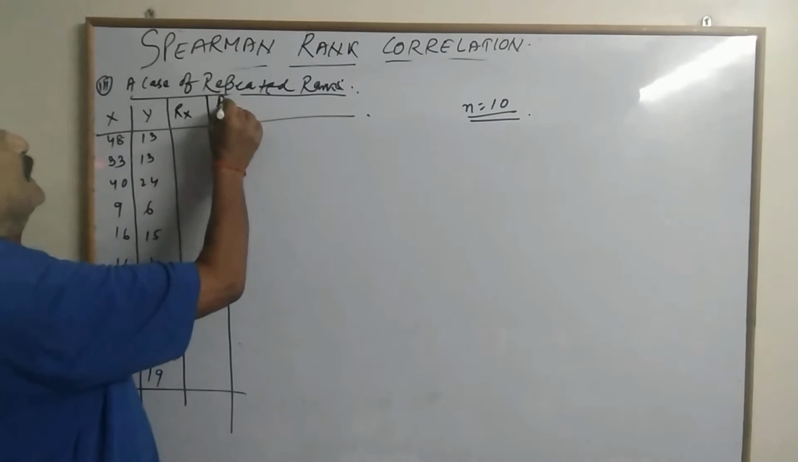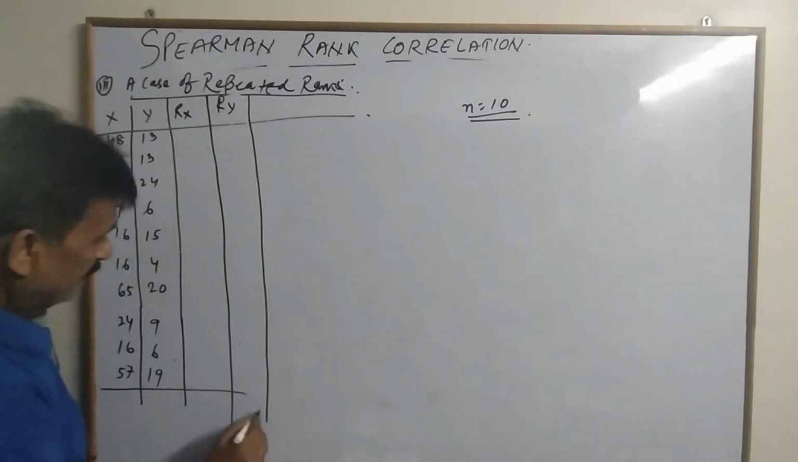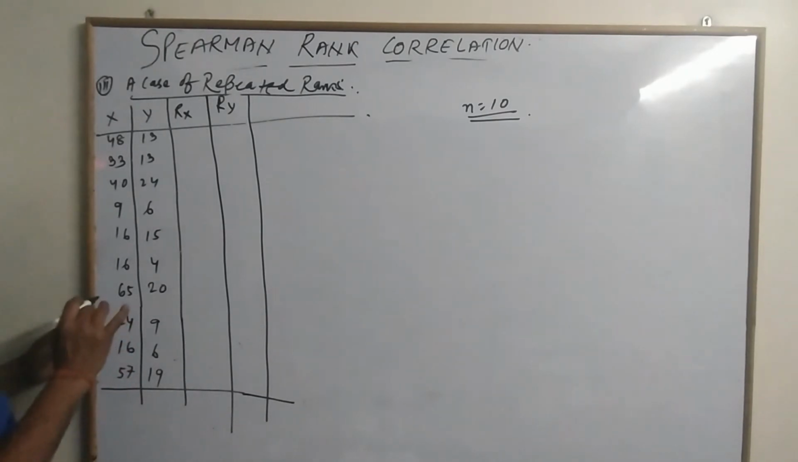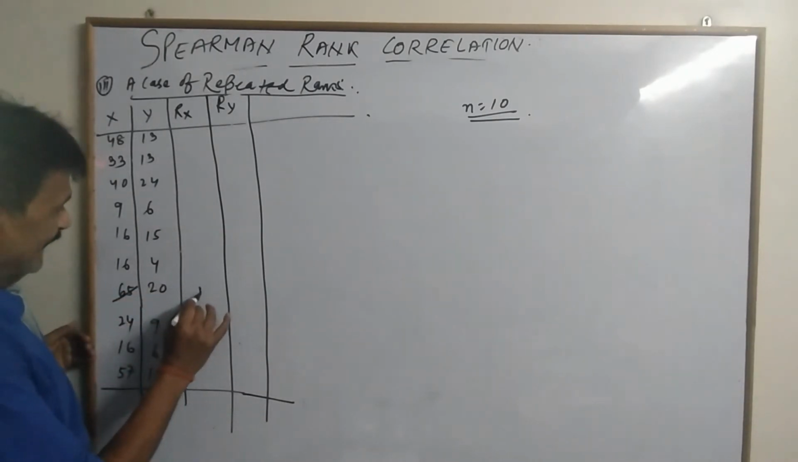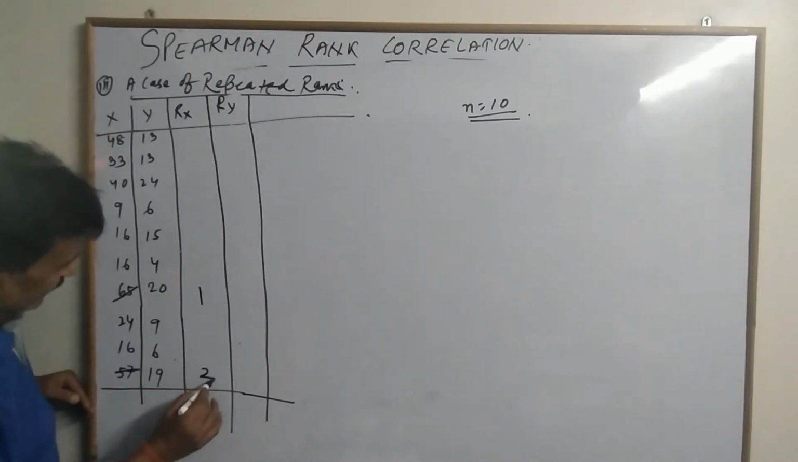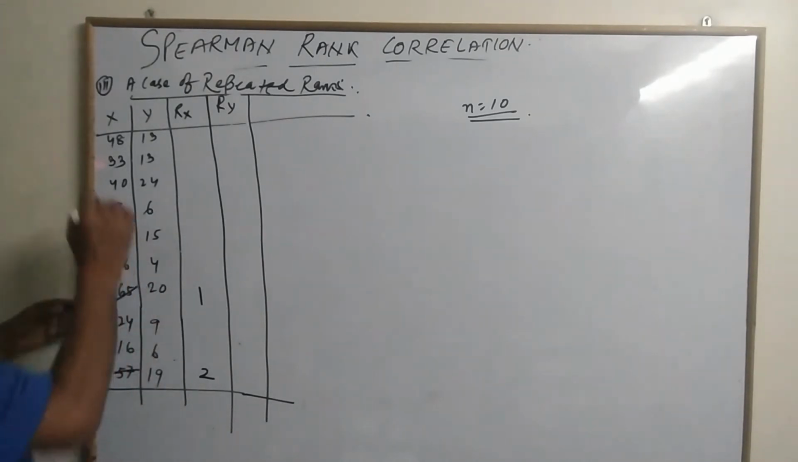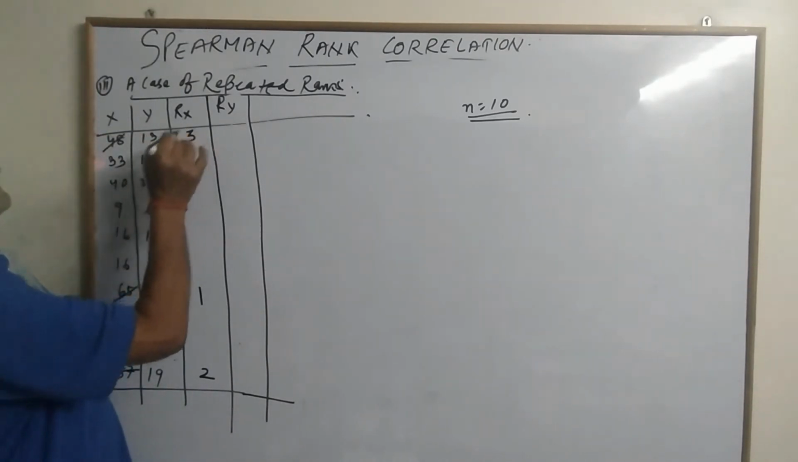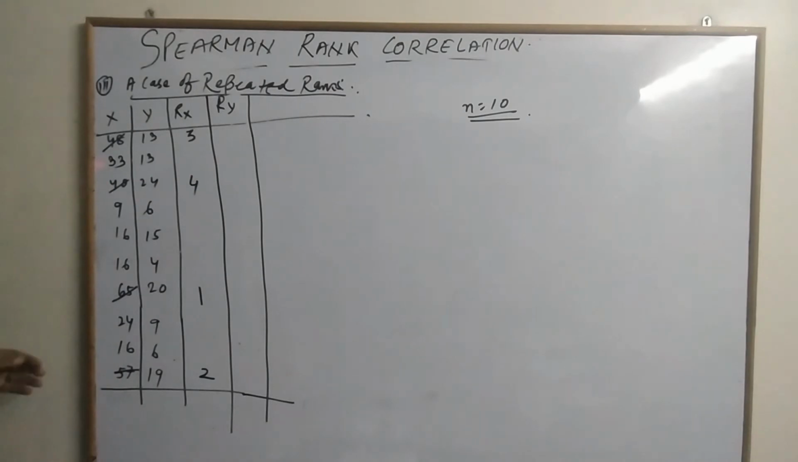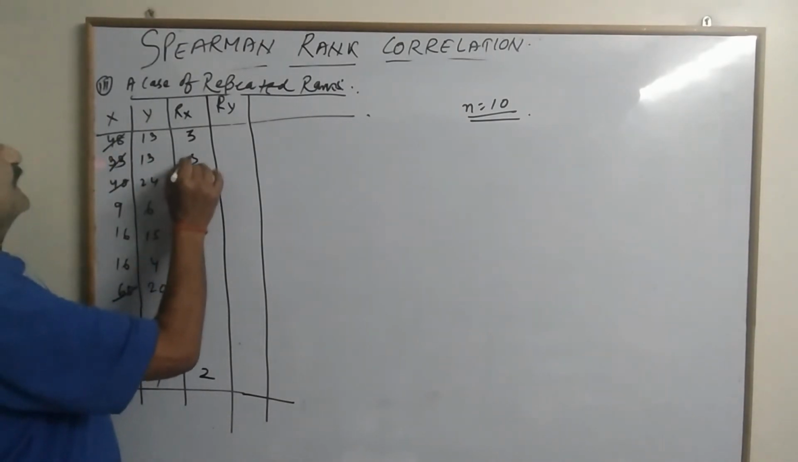A little bit of work has to be done here. While assigning ranks, we look for the largest number, which corresponds to rank 1. In this X column, definitely the largest number is 65, its rank is 1. Next to 65 is 57, its rank is 2. After 57, it is 48, rank 3. Then it is 40, rank 4. And thereafter 33, rank 5.